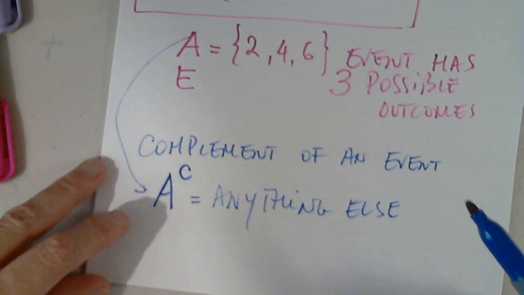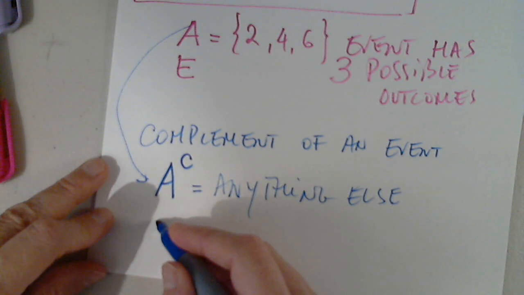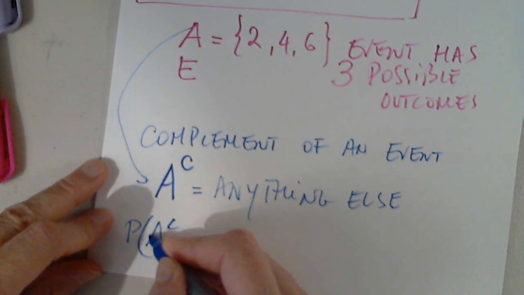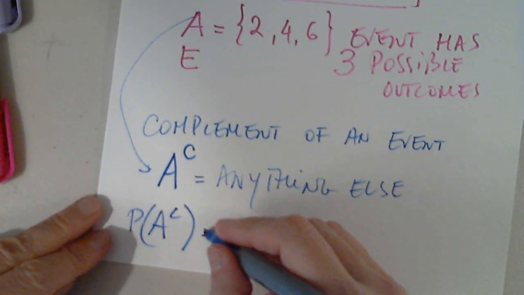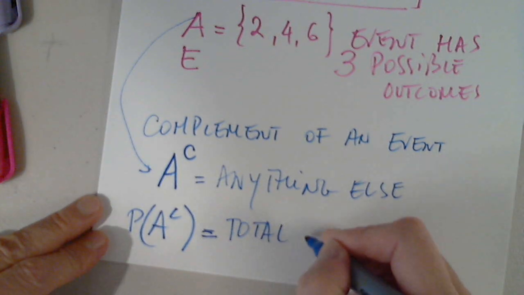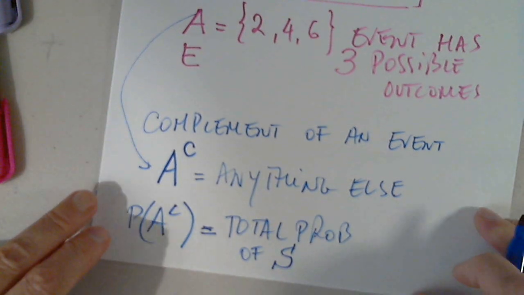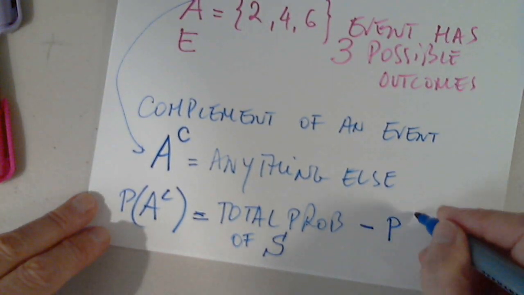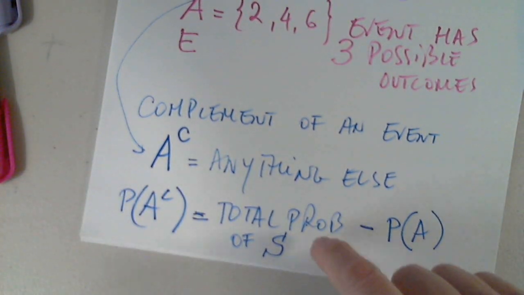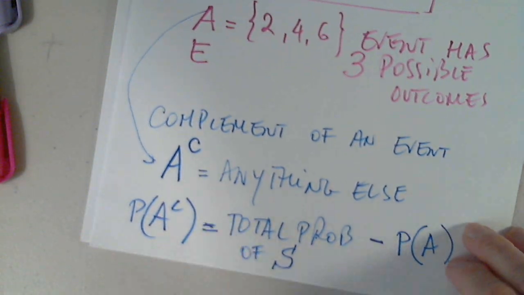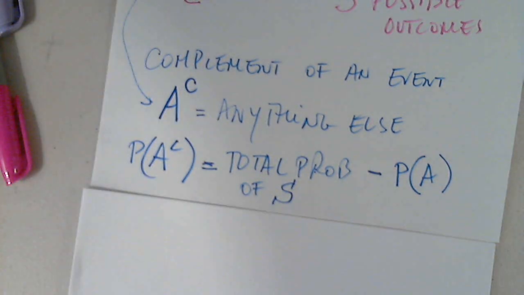What do I mean by anything else? 1, 3, and 5. That's the anything else. So the probability of anything else will be the total probability of the sample space, and we'll talk about it in a moment, minus the probability of event A. Now we have to talk about what is the total probability, and I'll come back to this because it's a very important example or situation that we have to think of. Okay.